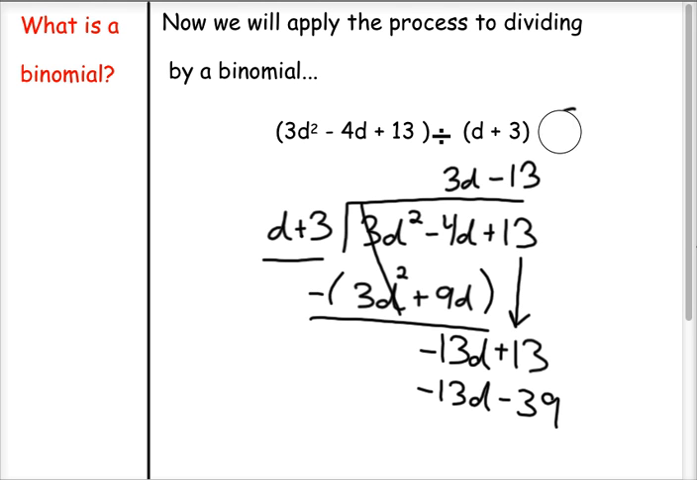Now the reason I'm doing that is because I want to see how close I can get. How close did I get? So now I'm going to subtract those two things to see how far off I am. Well, negative 13d minus a negative 13d cancels, just like we wanted. Remember, the whole point of this is we want that first term canceling each time.